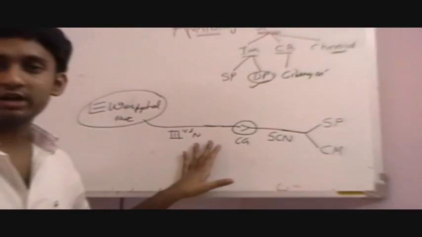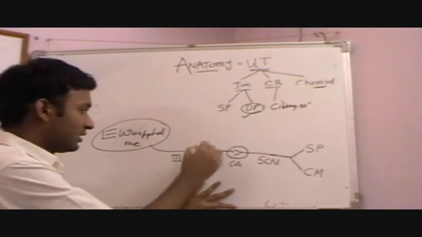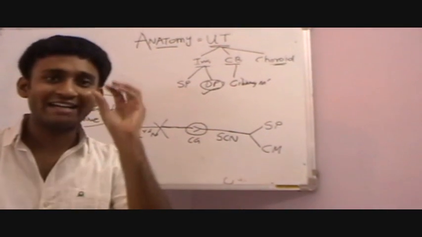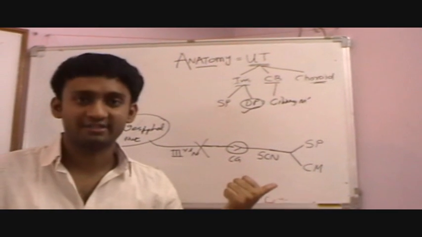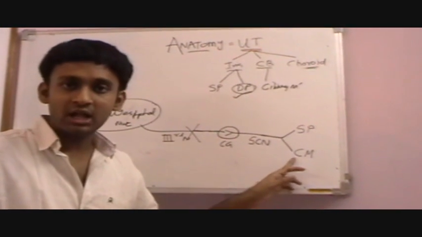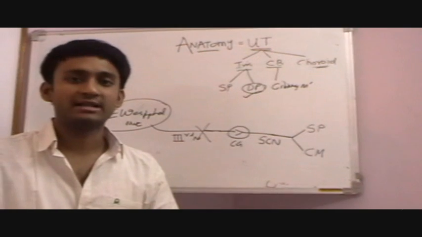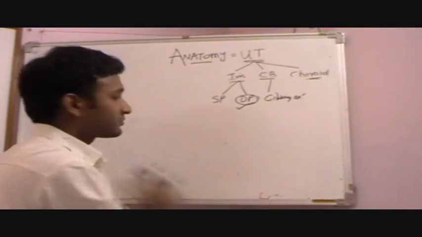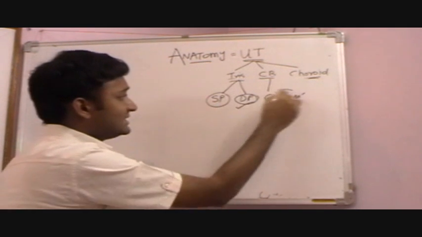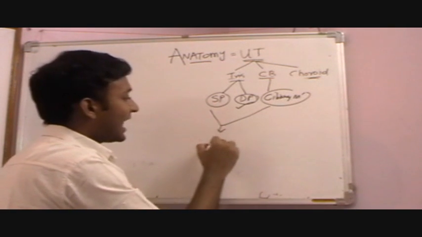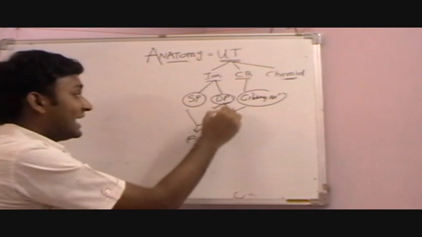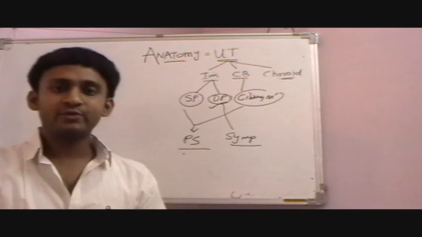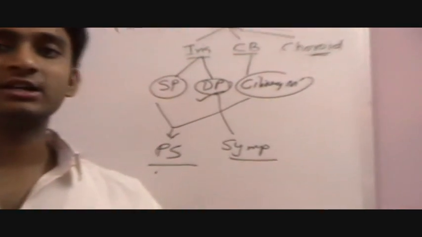So any oculomotor nerve or third nerve palsy will lead to loss of sphincter pupillae. So there is going to be fixation and dilatation of the pupil in third nerve palsy, and loss of the ciliary muscle means loss of accommodation in third nerve palsy. This is the clinical significance. So simply put, sphincter pupillae and ciliary muscle are both parasympathetic. Dilator pupillae is sympathetic. So that ends the anatomy of the uveal tract.